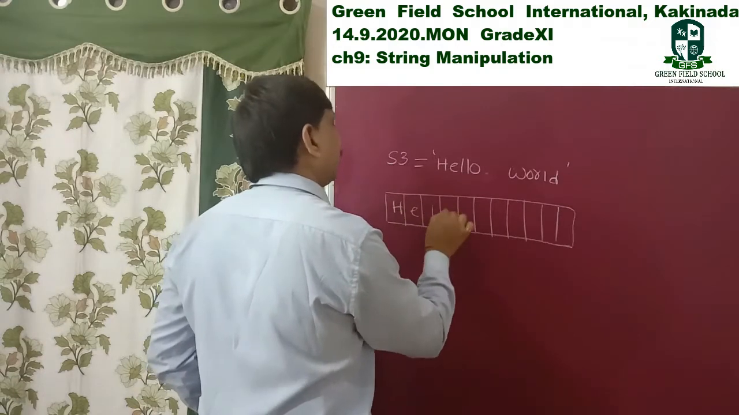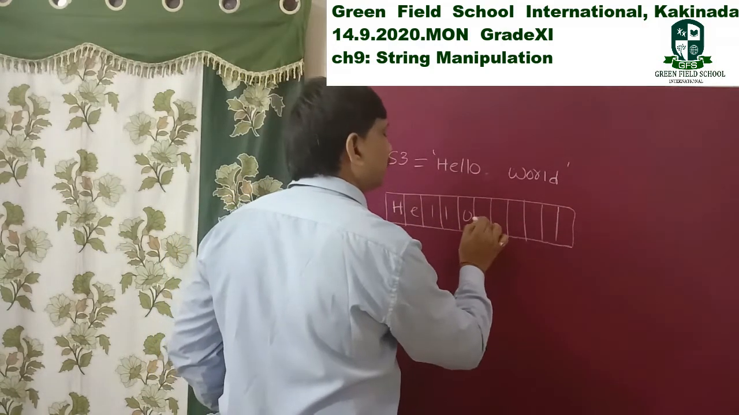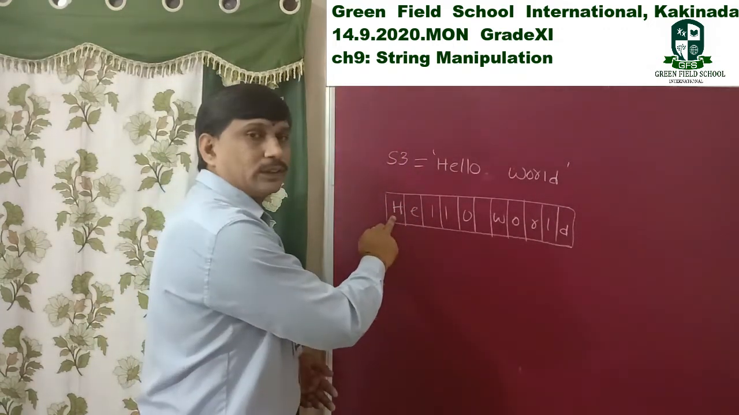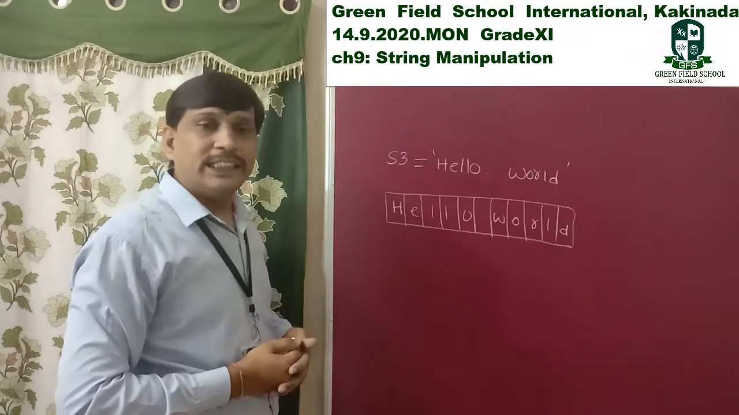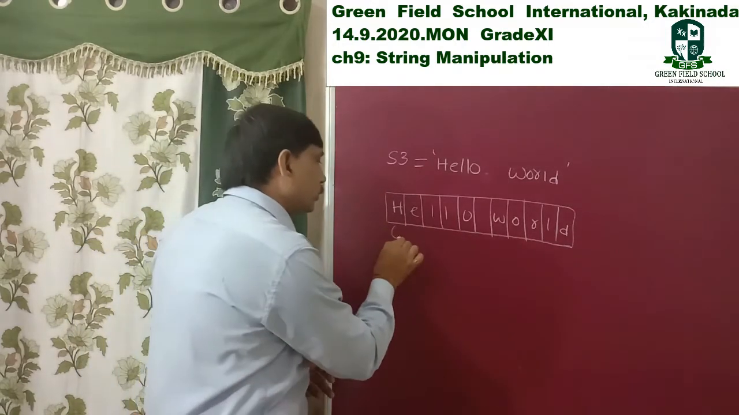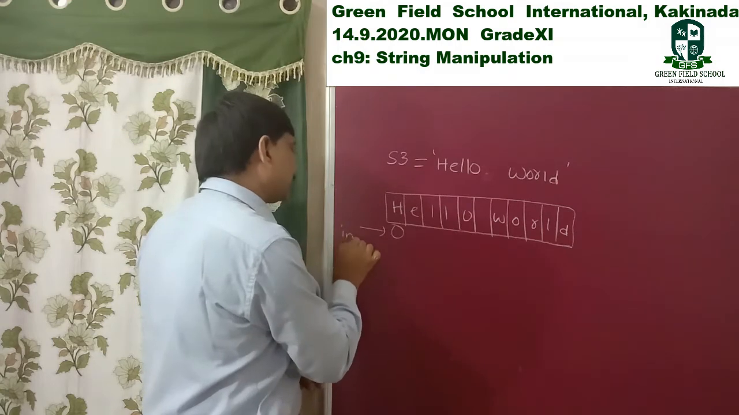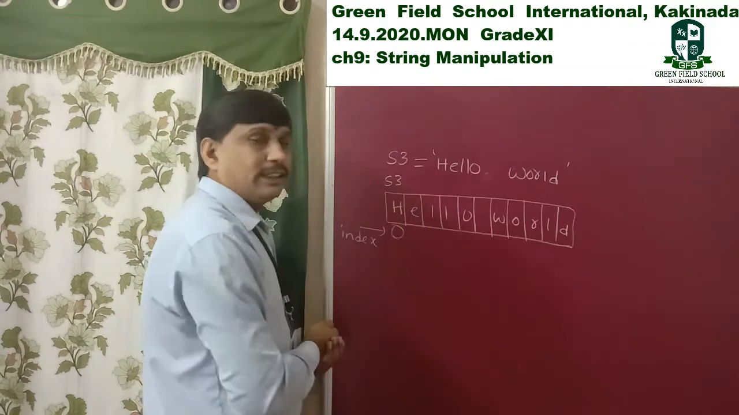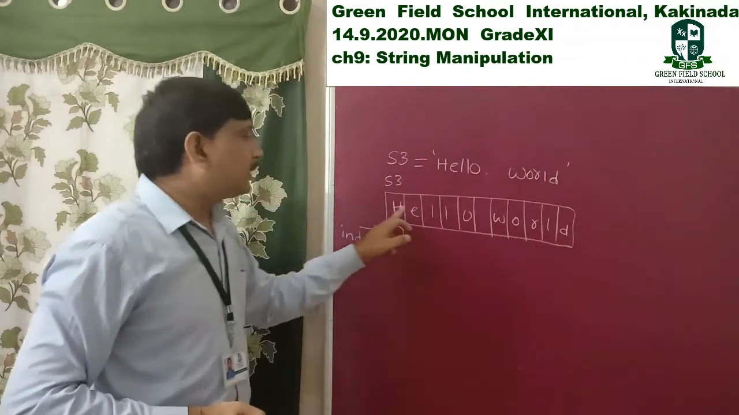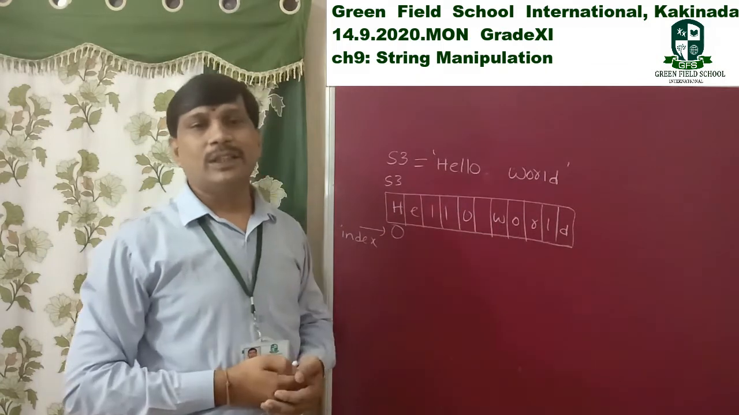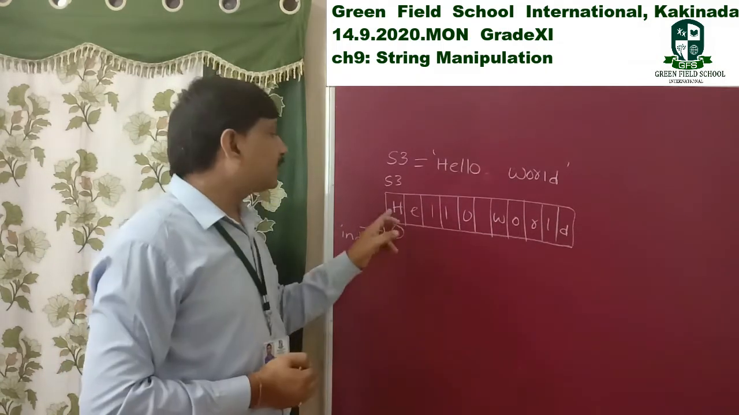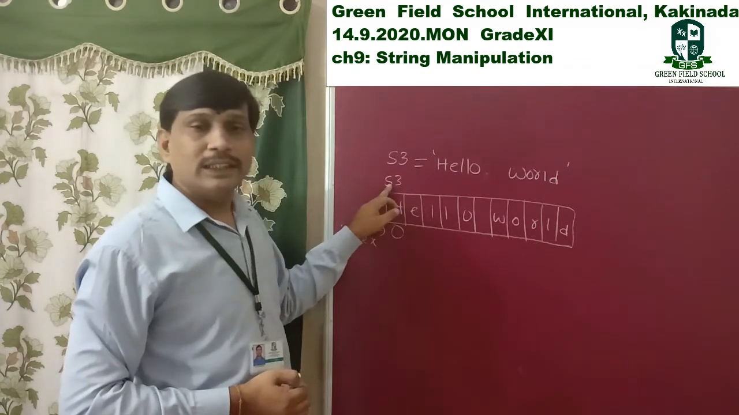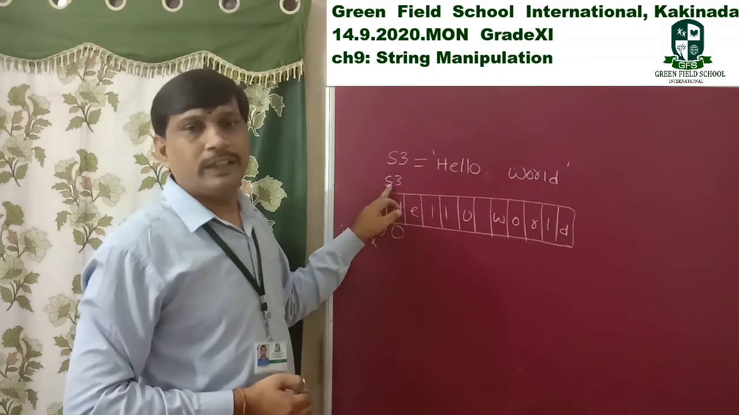H, E, L, L, O, hello. One space is required. World. See, this is the first character. Every time a string starts with 0. This is called the index of the given string. See, S3 is a string. The entire string name is S3. We give a single name, but we access each and every character individually by using this name, the variable S3.